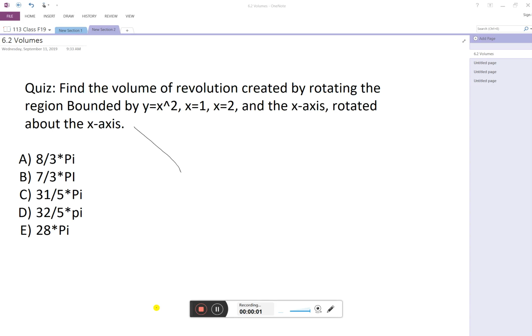No. Pi is not in the denominator. It's like 8/3 times pi, 7/3 times pi, 1/5 times pi. Good question.